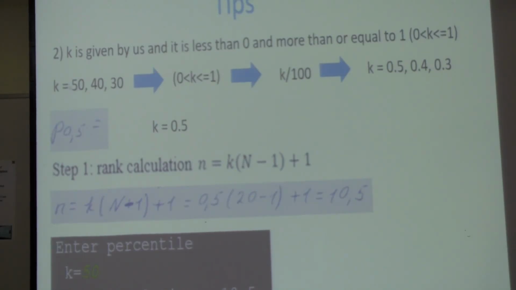Now, look at the screen. We have this 50. We gave this 50 value. However, we would like to change this 50 into a decimal number, a float number. In order to do this, what will we do? Divide it by 100. If we divide 50 by 100, we will have 0.5.